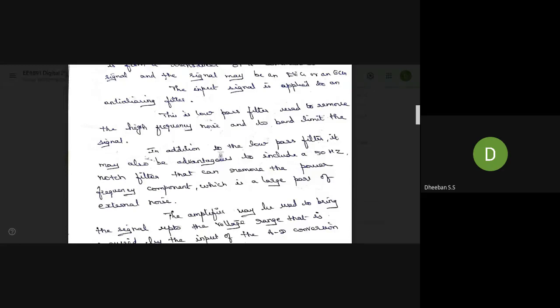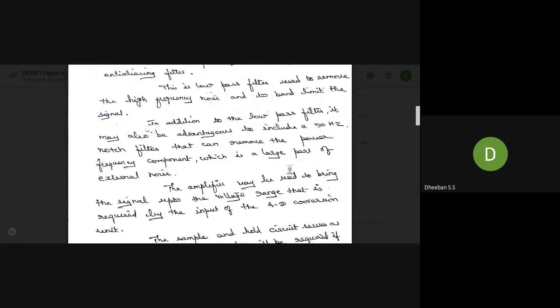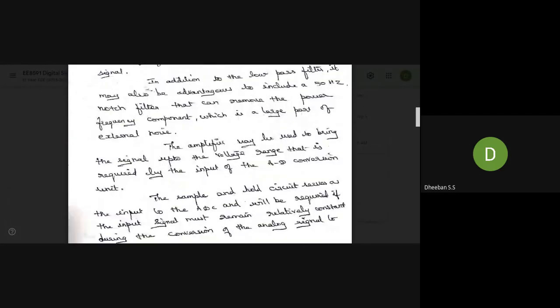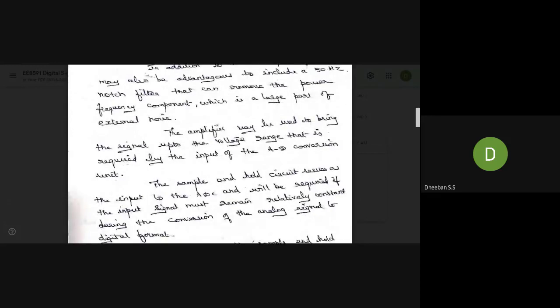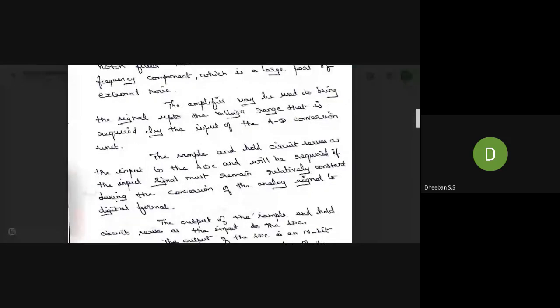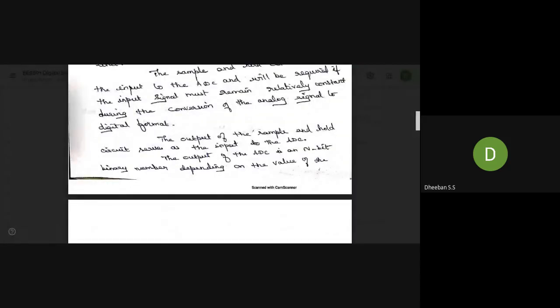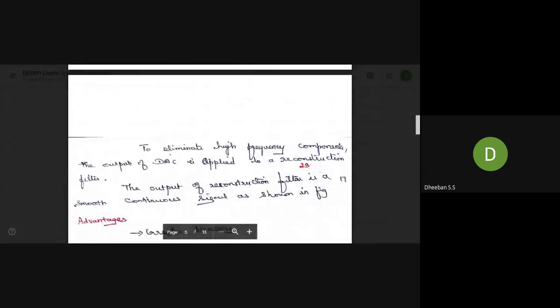Here what they are saying is that apart from adding low pass filters, you can also add notch filters. Notch filters are filters that can remove a particular frequency. Here the frequency they are adding is 50 hertz. Why 50 hertz? Because it is your power frequency in the transmission line. So with respect to that, they will be adding this. Other things I have already explained in your previous lectures.